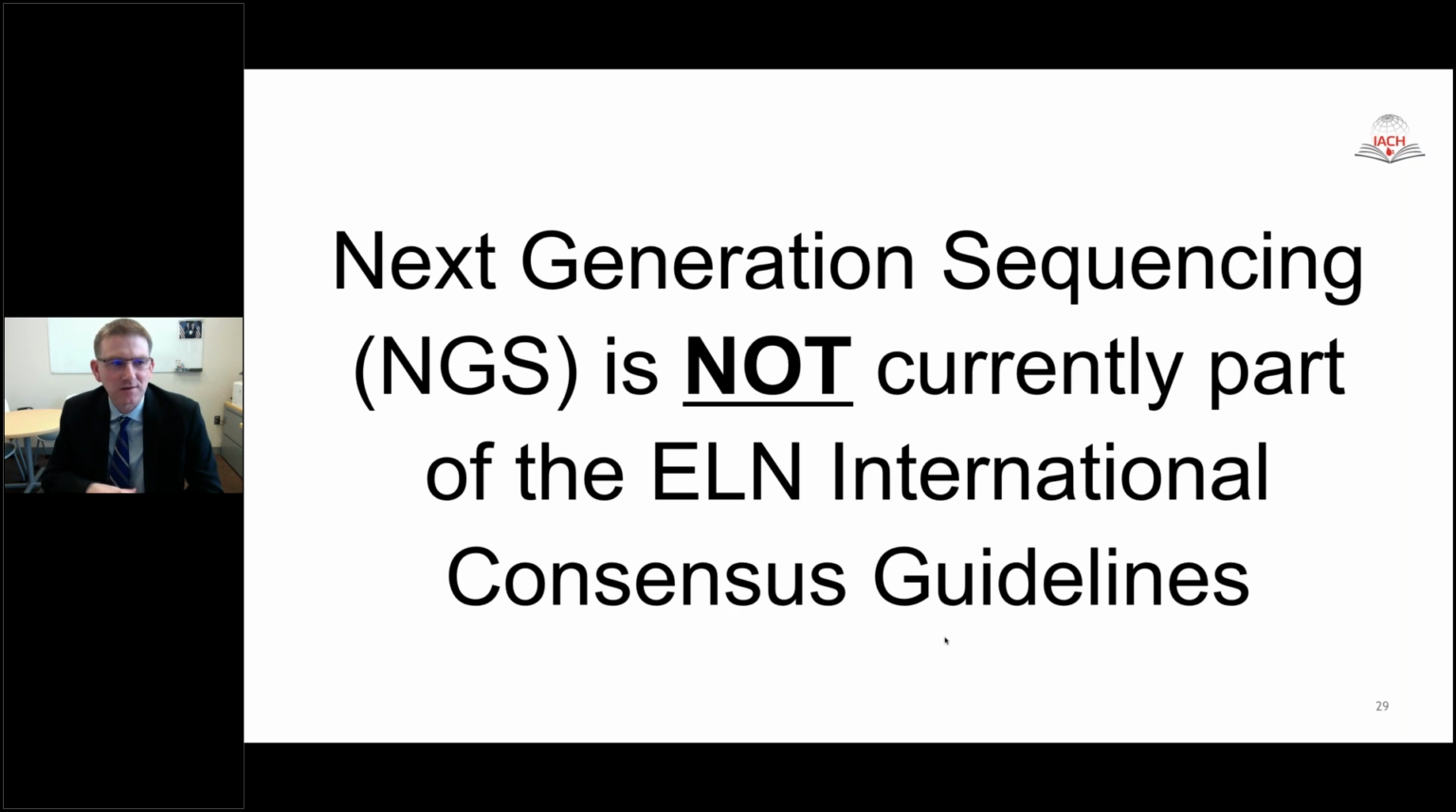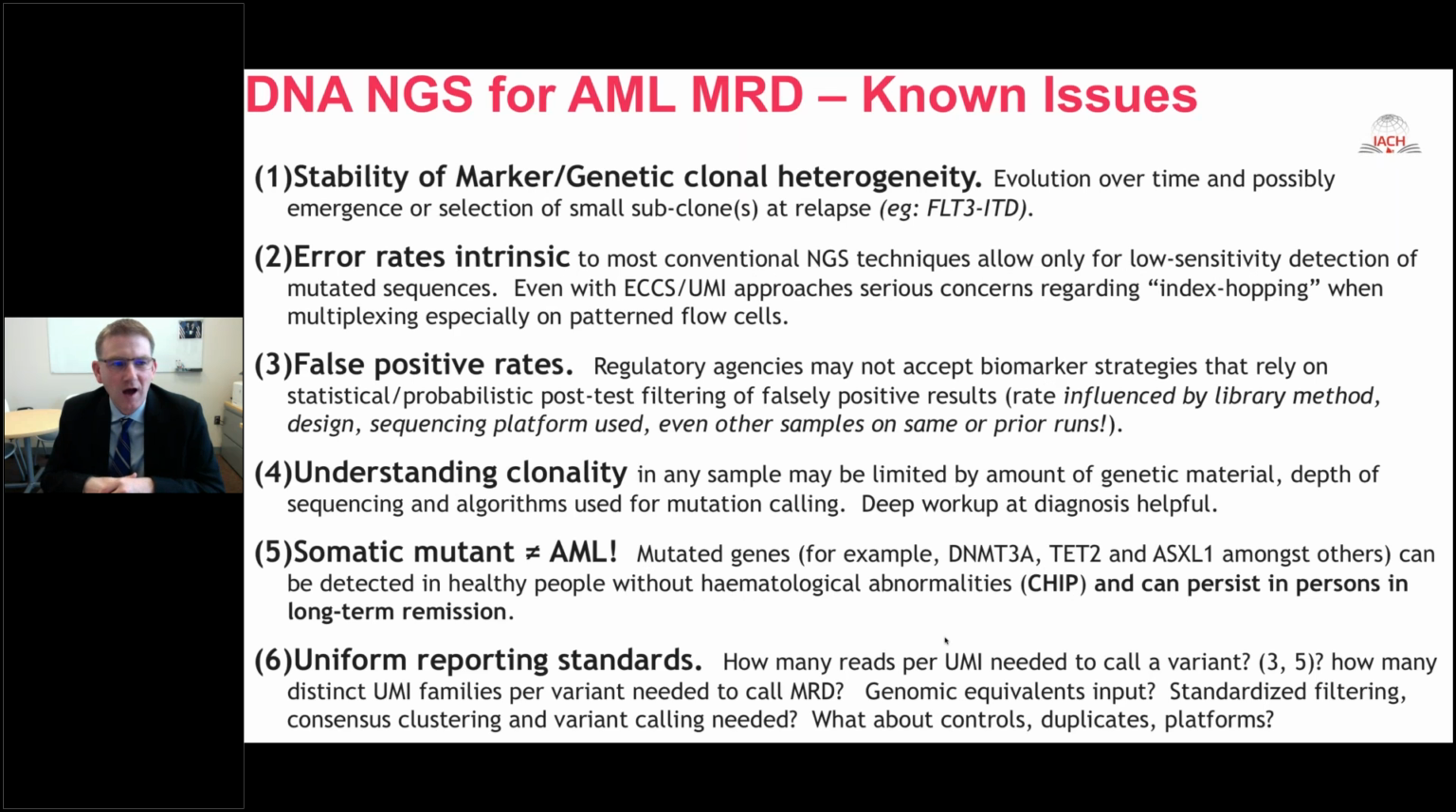Some of the known issues are, we know AML is a clonal disease. There's evolution over time, and so you can very commonly have emergence and selection of subclones. The classic example of this is FLT3-ITD, where relapse may be with a subclone with some other activated tyrosine kinase.